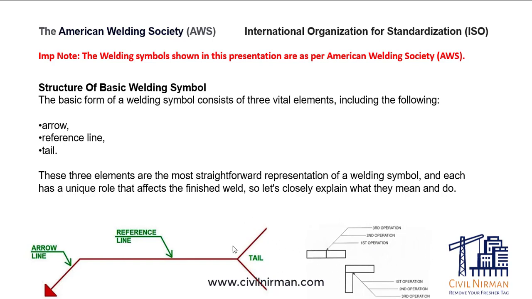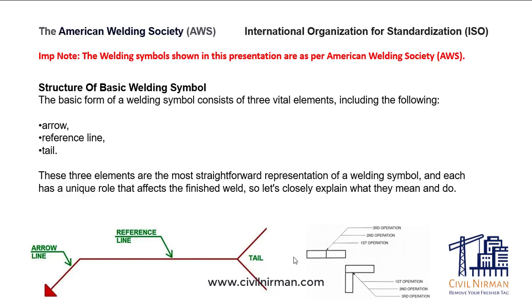And the last one is the tail. The tail is the last part of the welding symbol, which is drawn at the end of the reference line opposite the arrow. The tail is used to provide welders with additional information for which there is no provision elsewhere. For example, a welding engineer can use the tail to provide supplementary information about the required welding process, the reference document, the electrode, or the examination process.